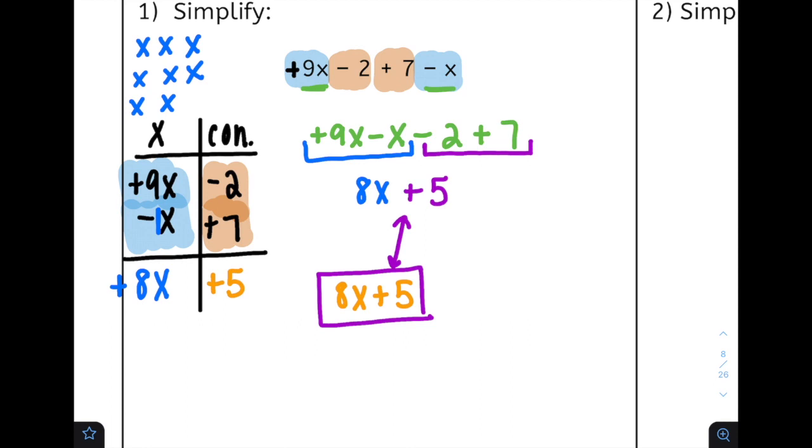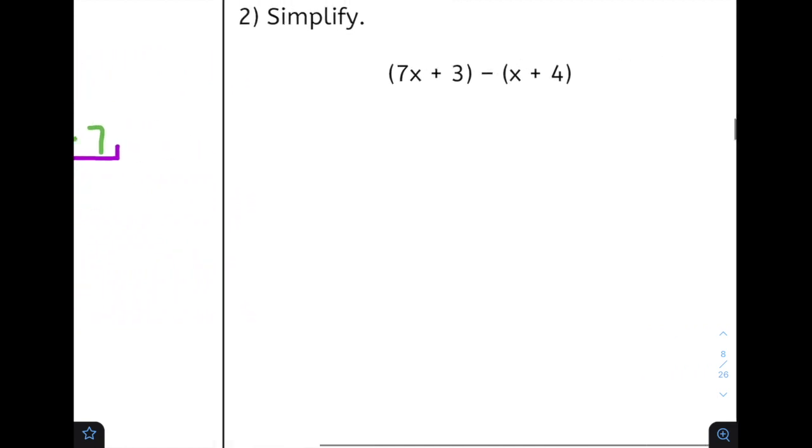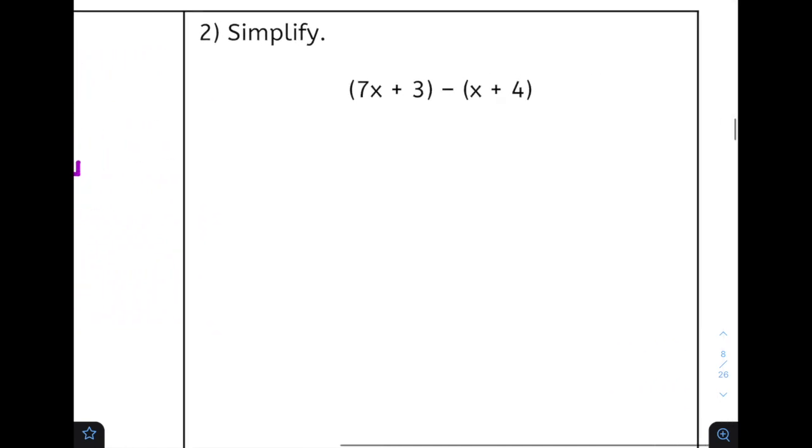Okay. For number 2, it's a little trickier just because we have that subtraction between. What we're going to do is imagine there's a -1 and we want to distribute that -1 to both terms inside the parentheses. So in order for me to do that, I'm just going to rewrite my next steps and then start combining my like terms.